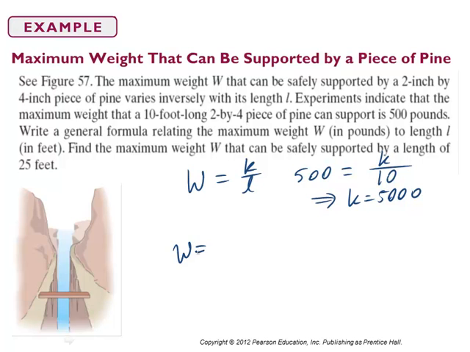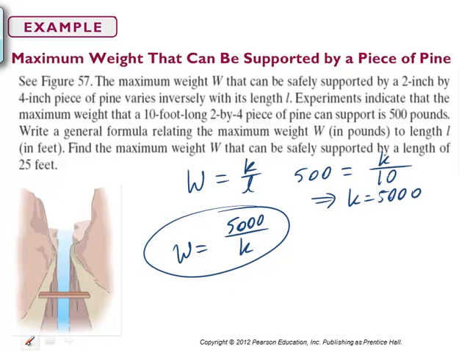So we can go back to the original equation, substitute 5,000 for K, and then looking at this last statement, write a general formula relating the maximum weight to length L in feet. So there it is, except I need to fix this. Excuse me. There, this needs to be L there. There we go. That says the weight varies inversely with L by this relationship here, this formula.